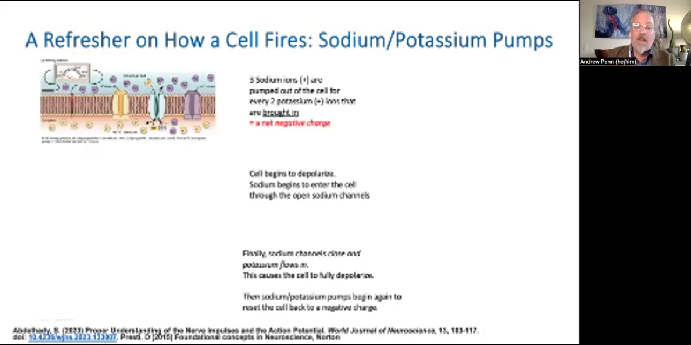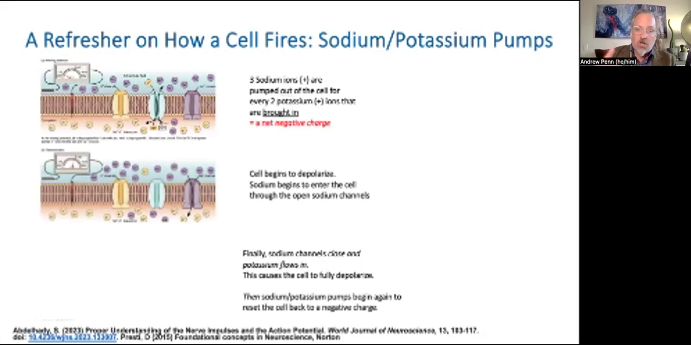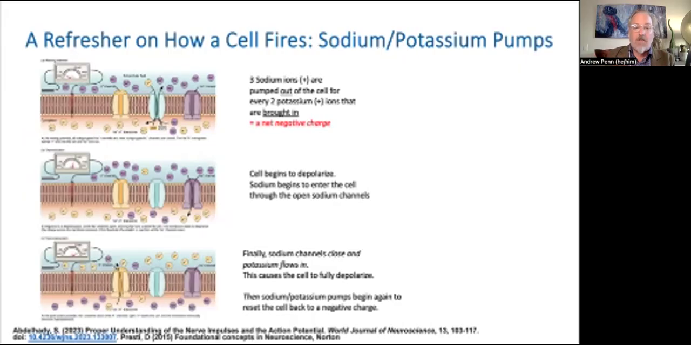As the cell begins to depolarize, as this charge comes down the membrane, the sodium begins to flow into the cell. Remember, sodium is Na+. It's a positively charged ion that comes through these sodium channels, and then eventually, as this action potential occurs, those sodium channels close and potassium flows out, which allows the cell to fully repolarize. And then those sodium potassium pumps go back to resetting the trigger, if you will, each time after the cell has fired. But once the cell begins firing, it goes all the way through.